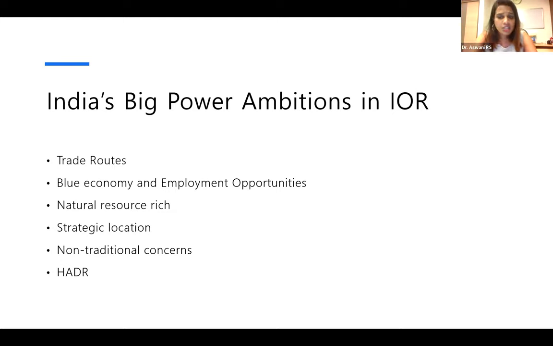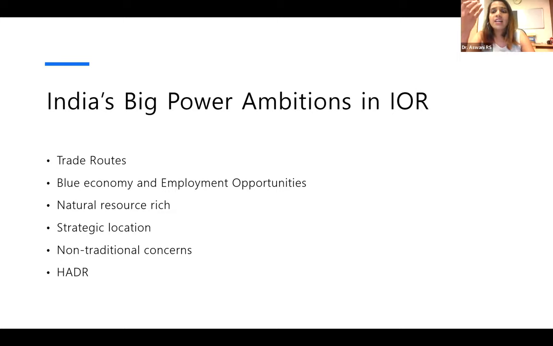And as I discussed earlier, 40% of the world's offshore oil production takes place in the Indian Ocean Basin. And we also talked about the natural resource rich Indian Ocean, fishing in the Indian Ocean region, aquaculture, and all this mineral resource thing, right? Now, let's discuss the strategic location thing.